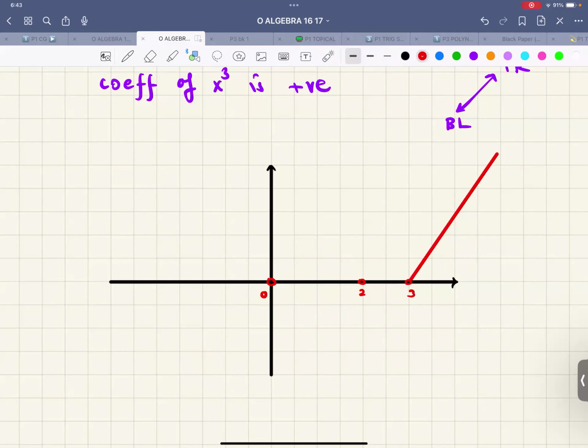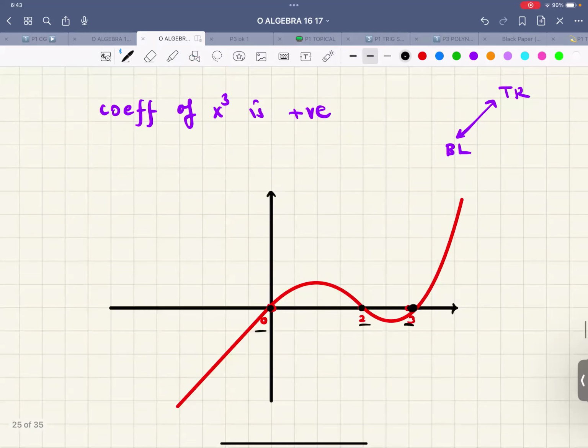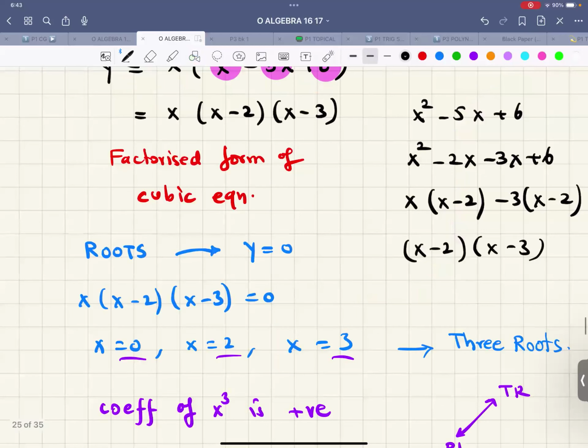So this one goes like this, and it goes like this. Not exactly like this. Okay, let me make it steeper. Okay, I think that would do the job. And let me go like this. So that's how we have the graph passing through 0, 2, and 3. This is top right, this is bottom left, and that's how this graph is formed.